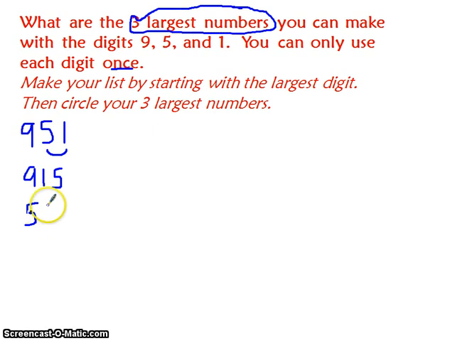Now go ahead and put the largest digit in the tens place, and then use the other digit for the ones. Now all you have to do is switch your tens and your ones, keep the 5 in the hundreds place.